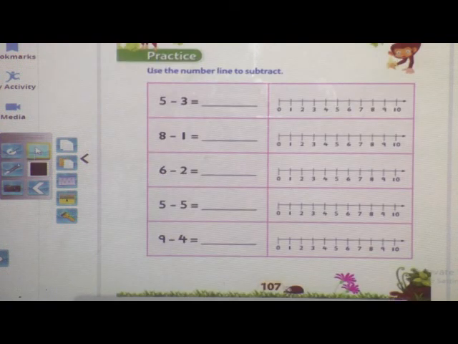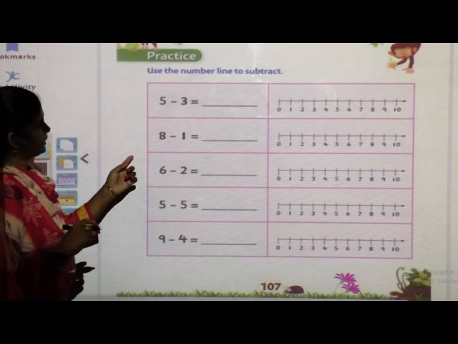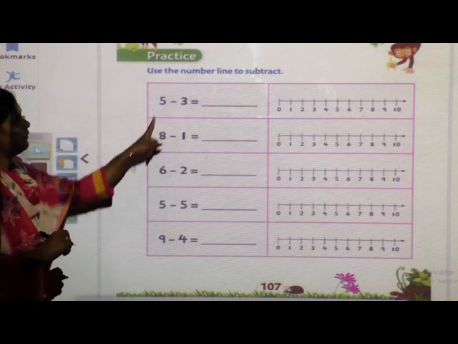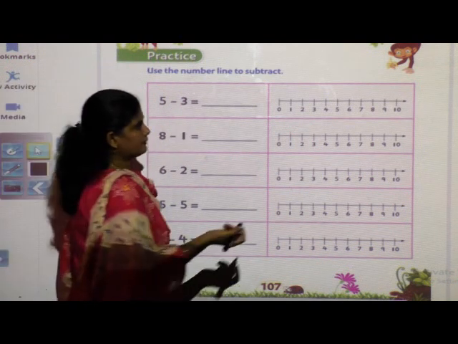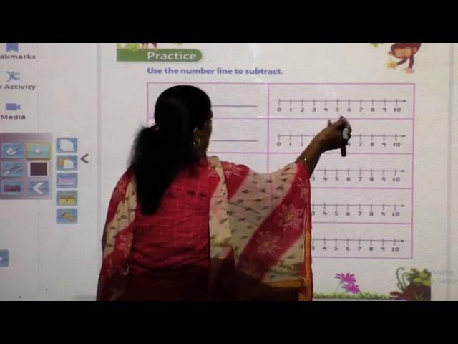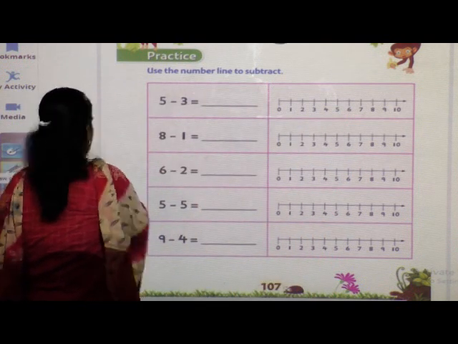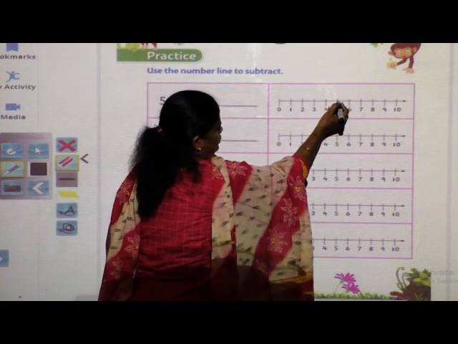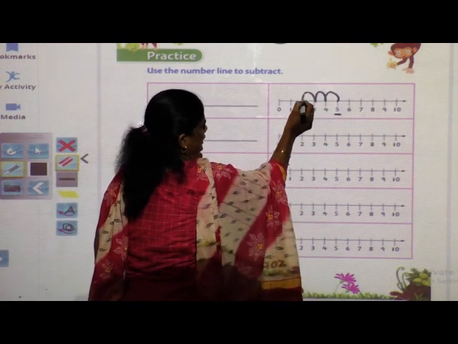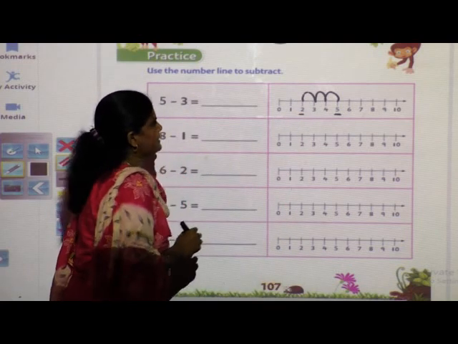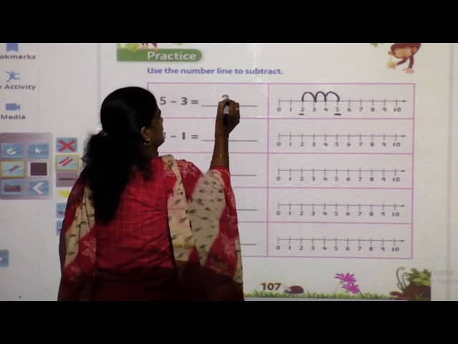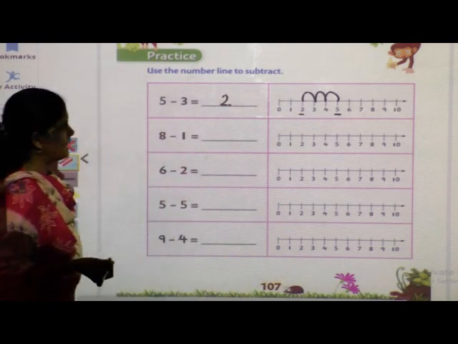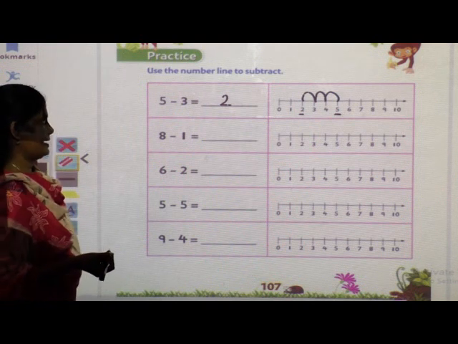Now here use the number line to subtract, and here we have to write the answer. Okay, 5 minus 3. So what do we have to do? First we have to see this number 5. From that 5 we have to minus 3. So 1, 2, 3. What is the answer? 2. 5 minus 3 is 2.